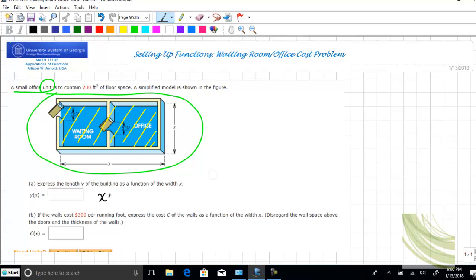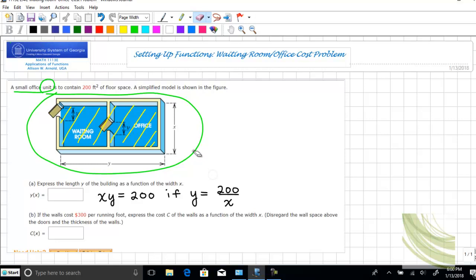So the floor space in the total enclosed area is x times y, or 200 square feet. So the external dimension y is related to x. It's 200 divided by x. Okay? Alright, let me erase this part.